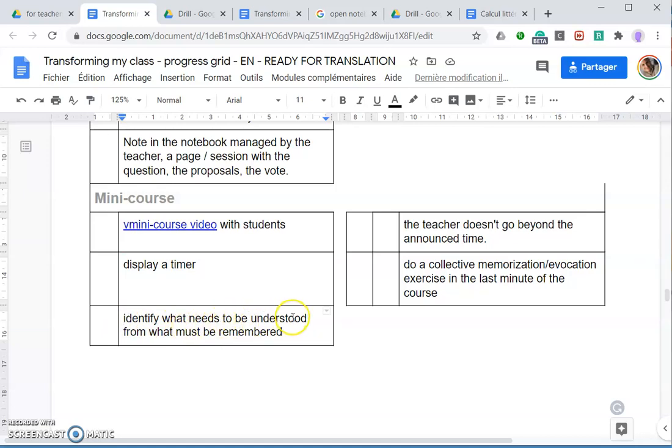Identify what needs to be understood from what needs to be remembered at the end of the course. So at the end of the 15 minutes, when 2 minutes are remaining, be very clear about what they need to understand and what they need to memorize. So the teacher does not go beyond the announced time. If students feel that it's true, they check here. Do a collective memorization evocation exercise in the last minute of the course. That's what you identified here. When you do that, you check here.